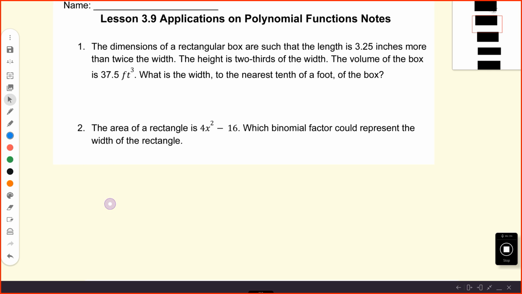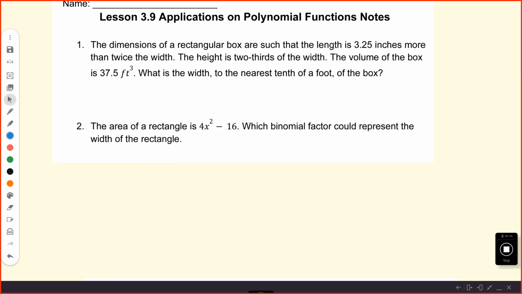Now, we're given a rectangular box and we're given the volume of the box, and we know, remember the formula for volume of a rectangular prism or rectangular box. We just have to multiply the 3 dimensions of the box: the length times the width times the height, okay?